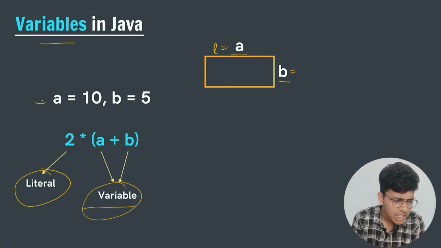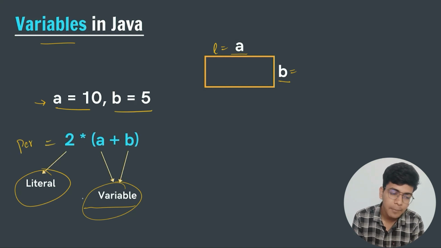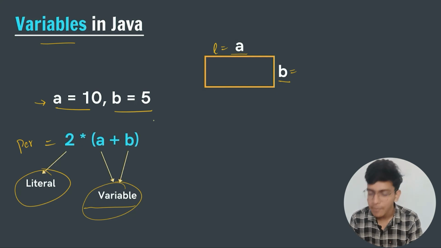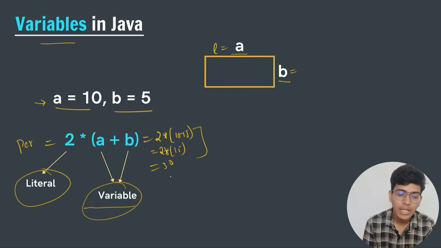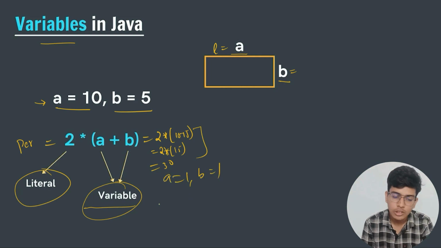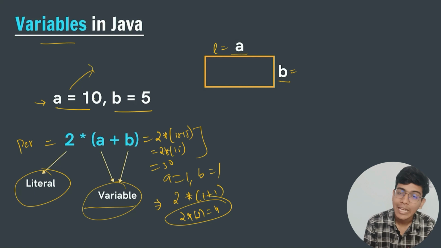Here you can see that initially I have assigned A equals 10 and B equals 5. After that I am calculating the perimeter of the rectangle, that is 2 into (A plus B). So the answer will be 2 into (10 plus 5), that is 2 into 15, so our answer will be 30. I can change my A value and B value to A equals 1, B equals 1. Then the perimeter value will change: 1 plus 1, 2 into 2, so the value will be 4. You can see that the value of a variable can be changed, whereas a literal can't be changed.